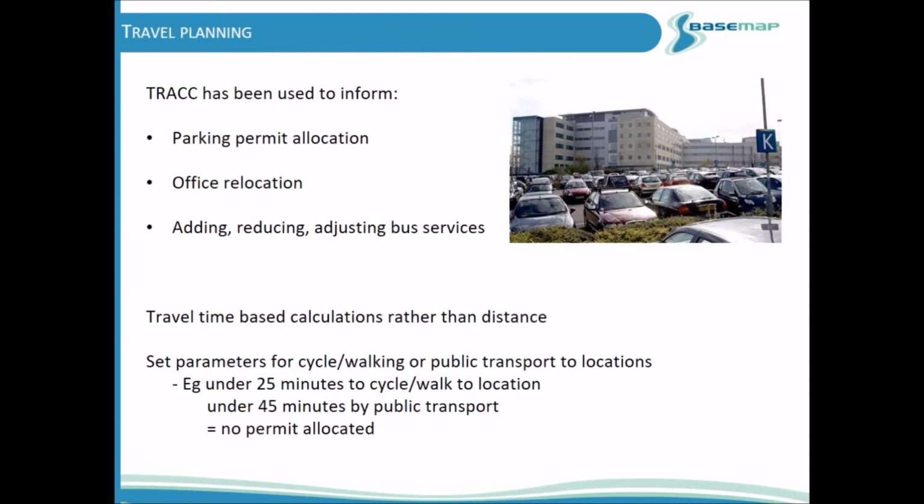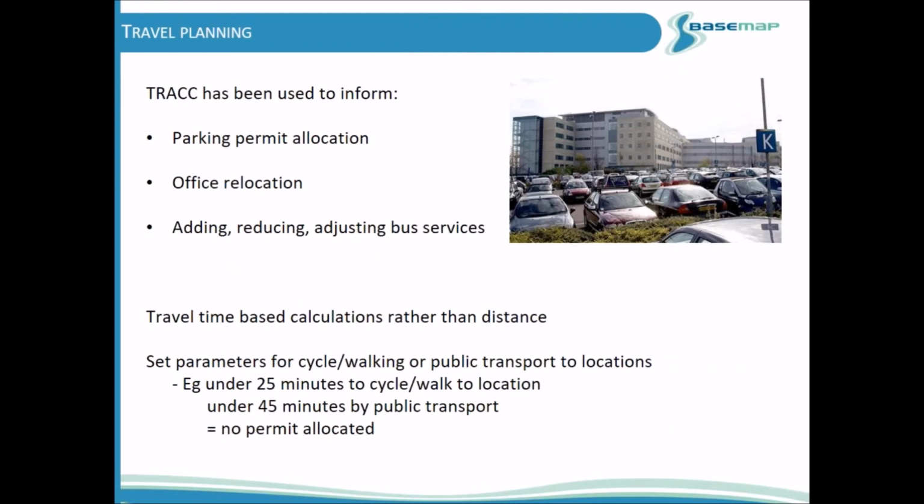So leading on to that, travel planning is another real key aspect of the software. So TRACC's been used quite a lot to help organisations, so as I touched upon earlier on, these could be hospitals, universities, large employers, to help inform them of things such as car parking permit allocation. If they wanted to relocate the office from one location to another one, what's the effect on staff travel time? They can look at analysing that as well, and also helping them with their subsidised bus services as well. So it's been used a lot to say, we've got our university services running here at the moment. Can we get more money for better bang for our buck?